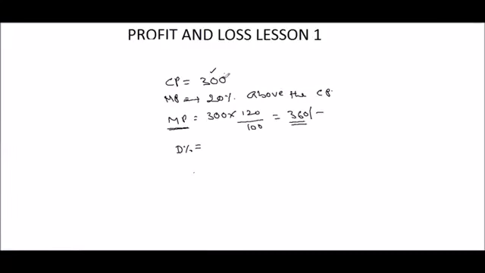Cost price is 300. He marked the price, labeled the price, 20% above the cost price. Market price is 360. If there is no discount at all, he can sell the product at 360, thereby gaining 20% in this transaction. But for some reasons, if he has to allow a discount of, let us take 10%. Always remember, selling price is equal to market price minus the discount. Remember this one.